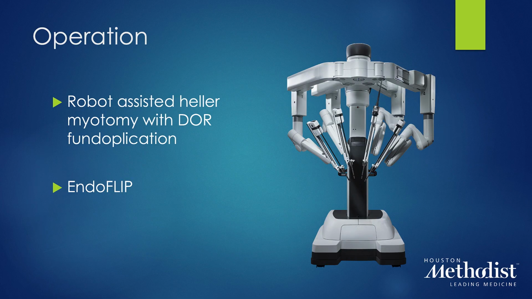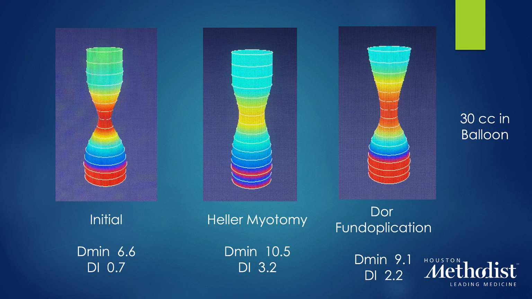The patient underwent robot-assisted Heller myotomy and Dor fundoplication with EndoFLIP to treat her symptomatic type 3 achalasia. After the ports were placed, we placed the EndoFLIP catheter across the GE junction. The initial minimal diameter across the GE junction was 6.6 and distensibility index was 0.7. We then performed Heller myotomy.